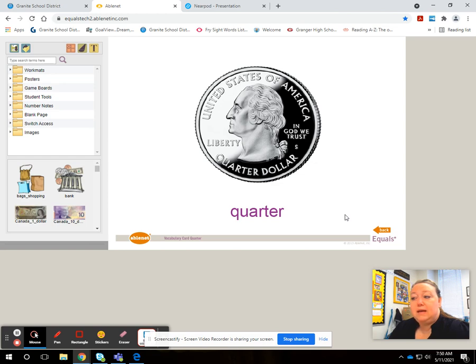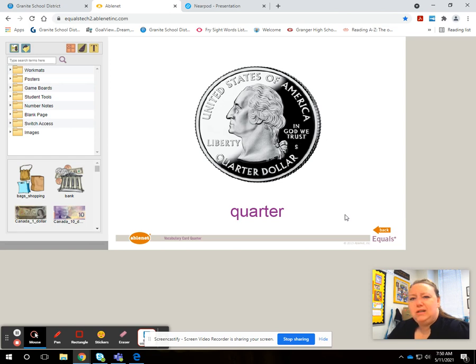On the back, it has either a picture of an eagle or a different picture from all of the different 50 states. So it can really be a range of different kinds of things on the other side. But on one side, there will always be this picture of George Washington. So this is the picture of the quarter.